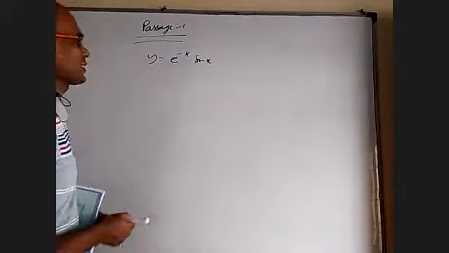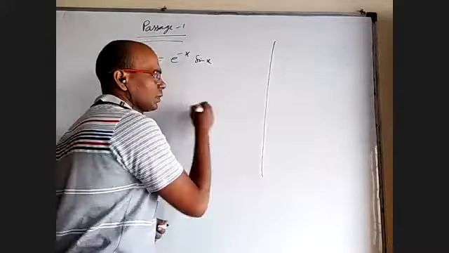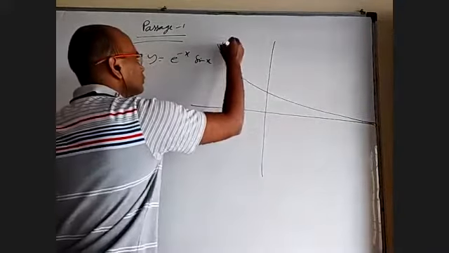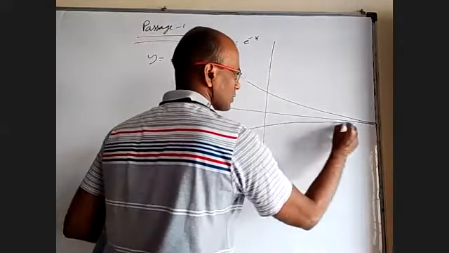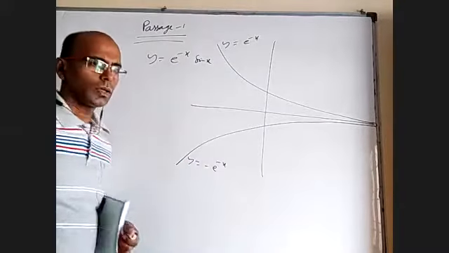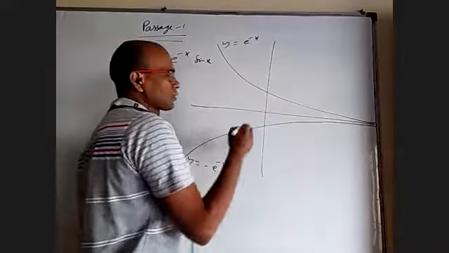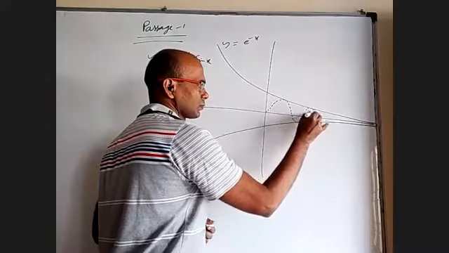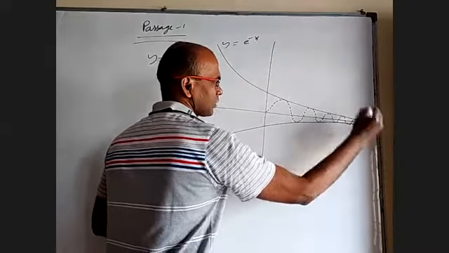Coming to e power minus x sin x, it will be between plus e power minus x and minus e power minus x. So e power minus x, this is the graph. And e power minus x, this is the graph. Or minus of e power minus x, I mean. And this is oscillating between. These are only base, this is not the graph. The actual graph will be between them. So it will be like this. Some kind of dampened vibrations.